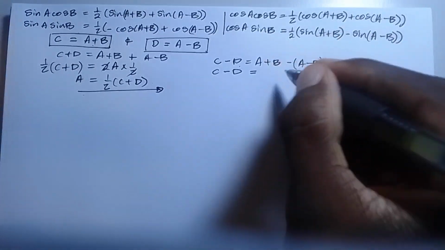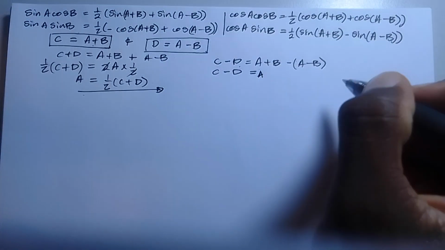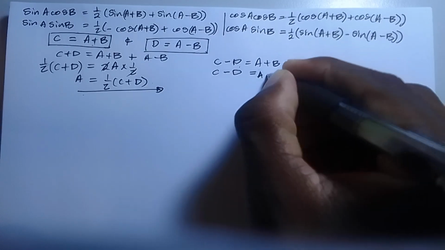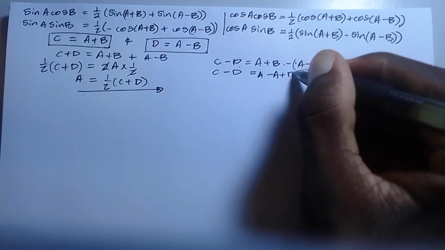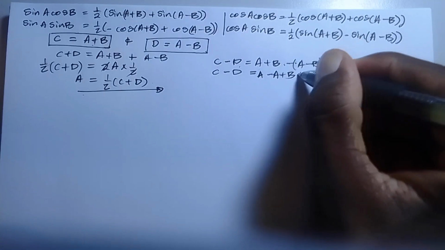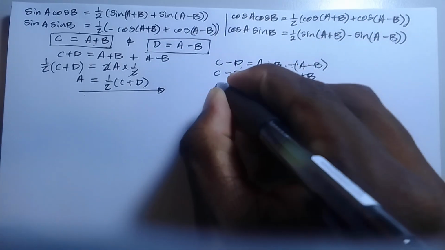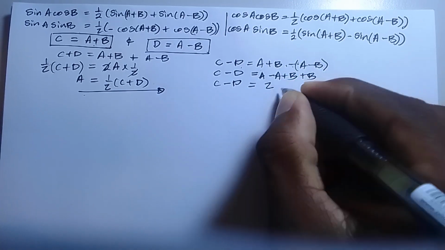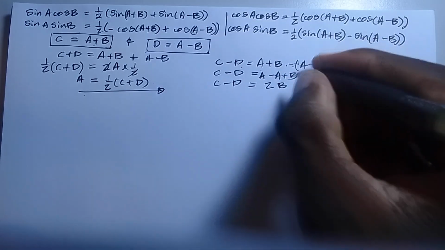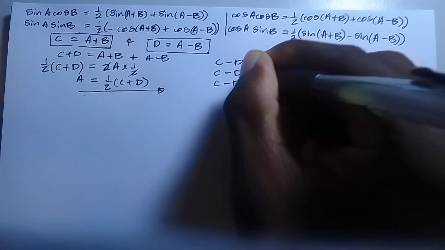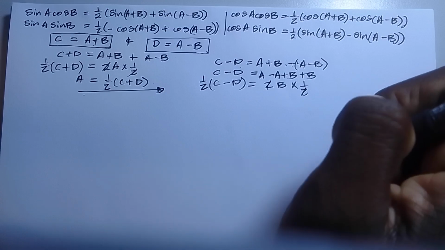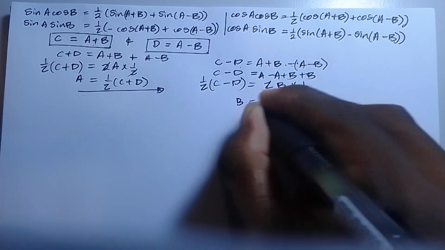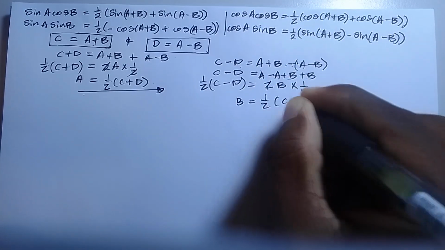What's going to happen here is you're going to have A minus A when you multiply this, then you're going to have B plus B when you multiply this out, and then you have C minus D is equal to, the A's are going to cancel, you're going to have 2B, and then you multiply by half on both sides so that you cancel this. Now you have B as half C minus D.